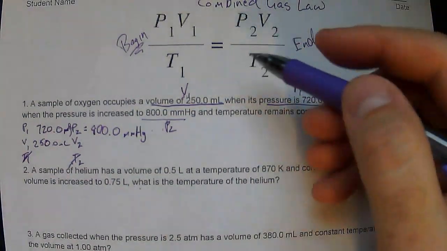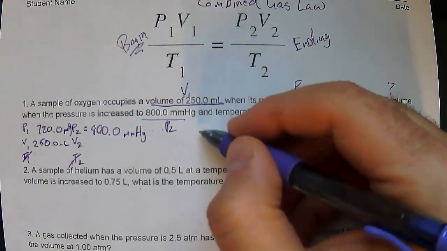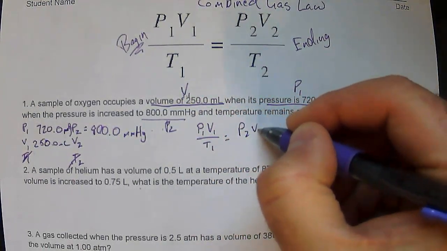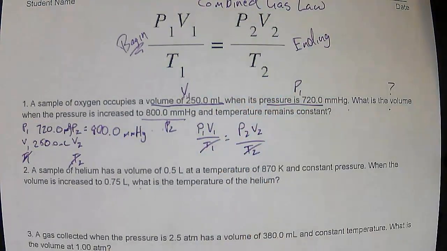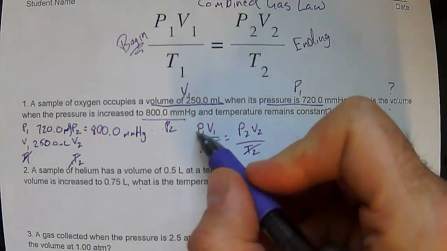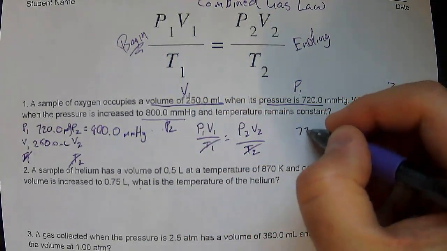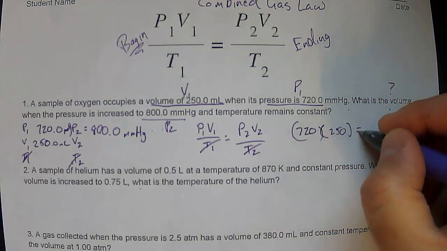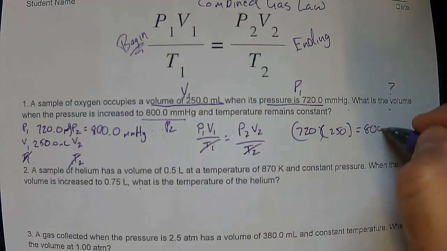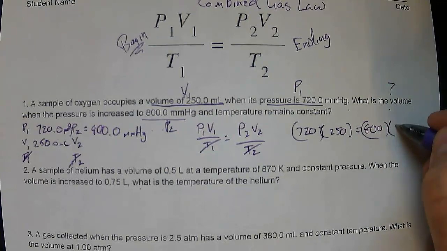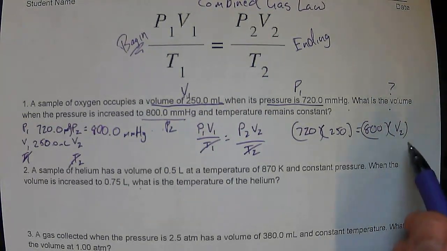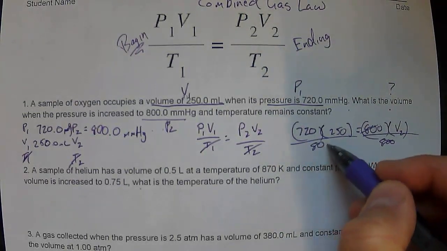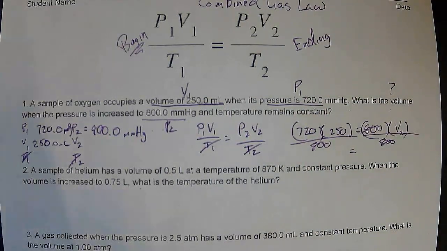Because this doesn't have temperature in it, we would do P1 V1 over T1 equals P2 V2 over T2. These two go away. Now we can just plug the values in. We get 720 times 250 equals P2, which is 800, times V2. To solve for V2, we divide both sides by 800, and we do the math.